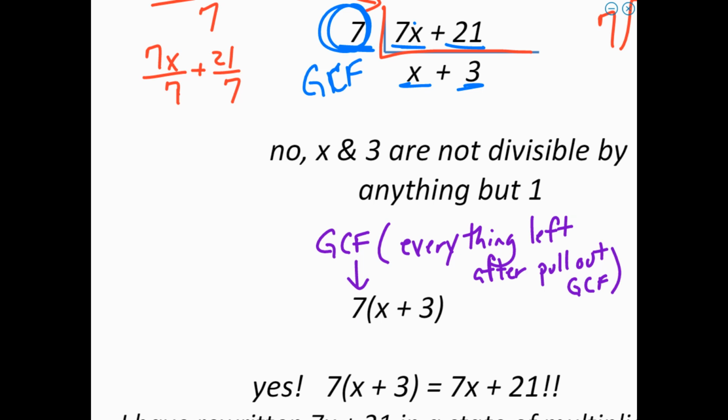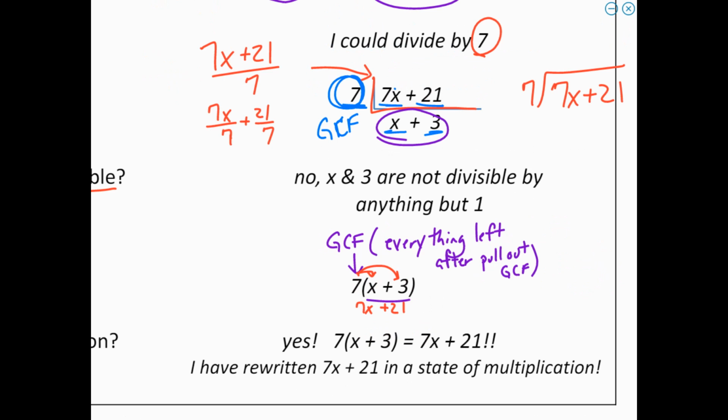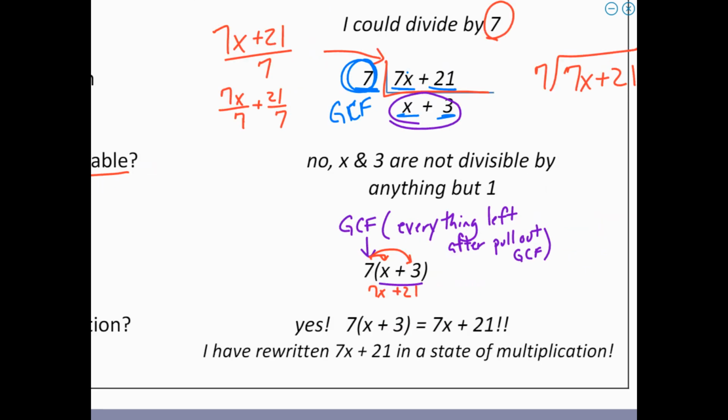So after you pull out the GCF, everything else, or your answer when you divide it, goes inside the parentheses there. And if I work it back out, 7 times x gives me 7x. 7 times 3 gives me positive 21. I should get back to my original problem, if I've done it right. I'm not changing the value of anything. I am simply rewriting my original problem in factored form.